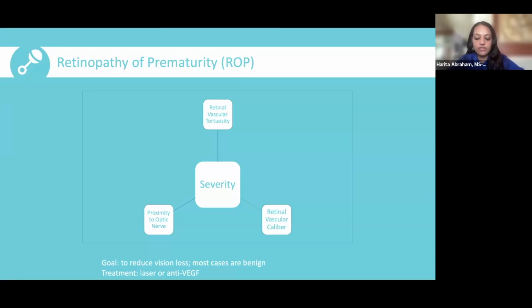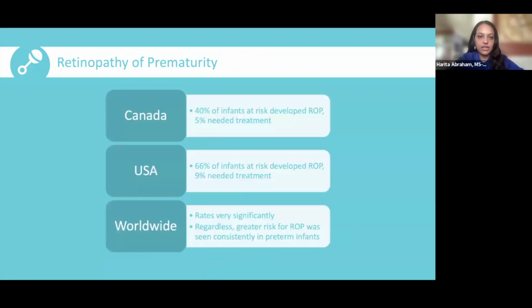And anti-VEGF is actually a treatment that we use in something called wet macular degeneration. It's an eye disease we see in older people, but it's called wet because this is also a disease process where they're developing abnormal blood vessels in the back of the retina. So the same concept applies here. So that's kind of just a quick little overview of retinopathy of prematurity.